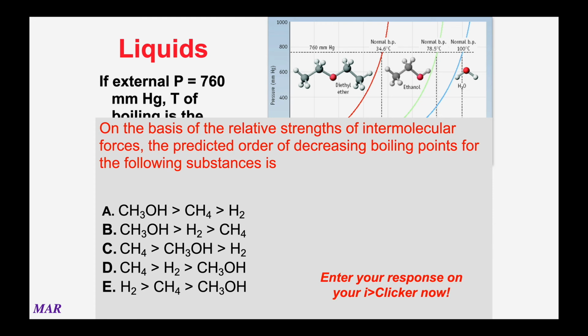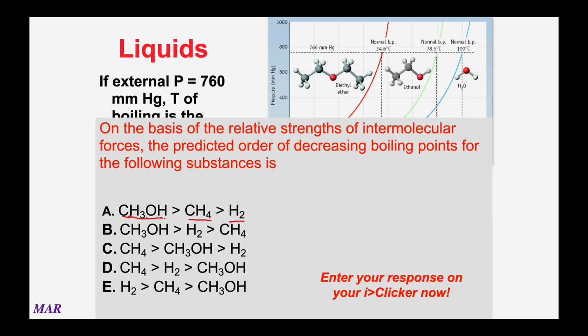So on the basis of the relative strengths of the intermolecular forces, the predicted order of decreasing boiling points for the following substances is, and there's 3 substances here we're looking at. The first one is methanol, which is another type of alcohol, but with a methyl group on it. We also have methane, CH4, and we have hydrogen, H2, all right? Now, we want the order of decreasing boiling points. So we want the highest boiling point first and the smallest boiling point last.